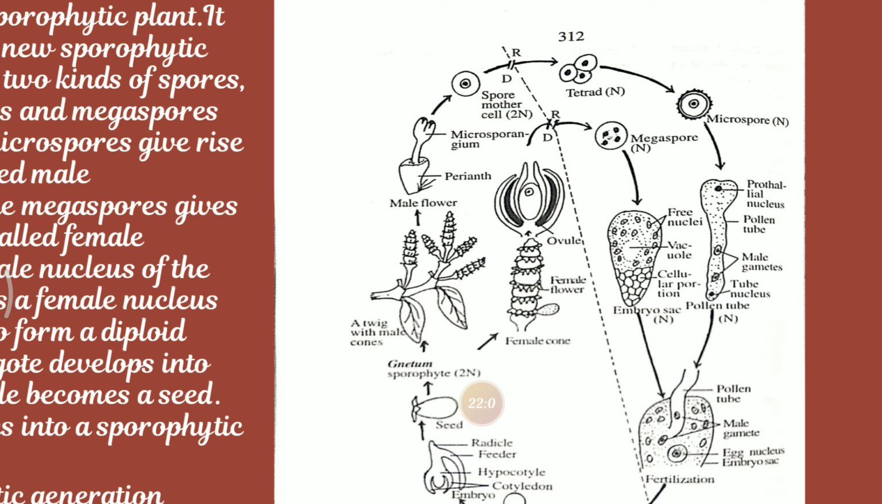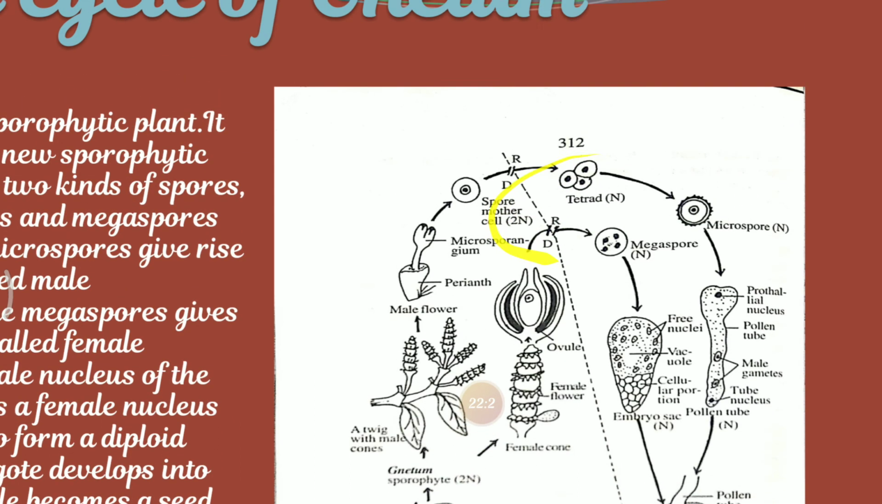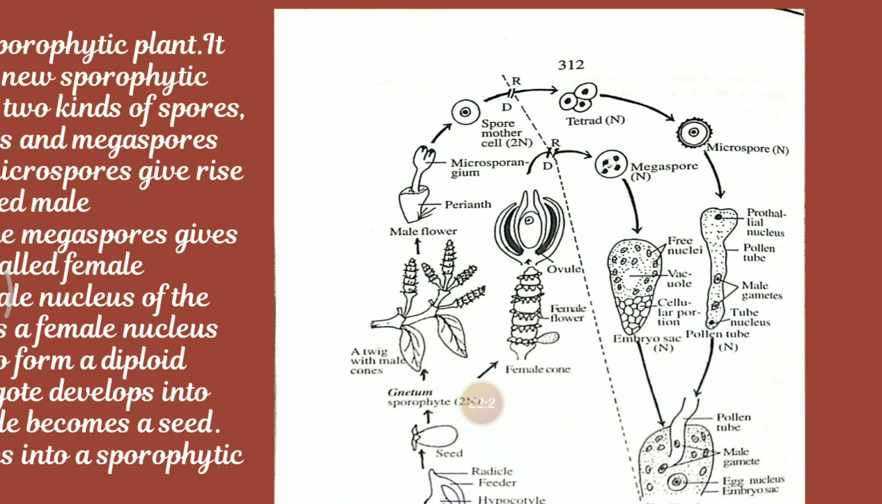Before that, the free nuclei around the embryo form cell walls and give rise to an endosperm. So here we can see the endosperm. The ovule wall becomes a seed coat. As a result, the fertilized ovule becomes a seed here. So this is how the seed formation is taking place.